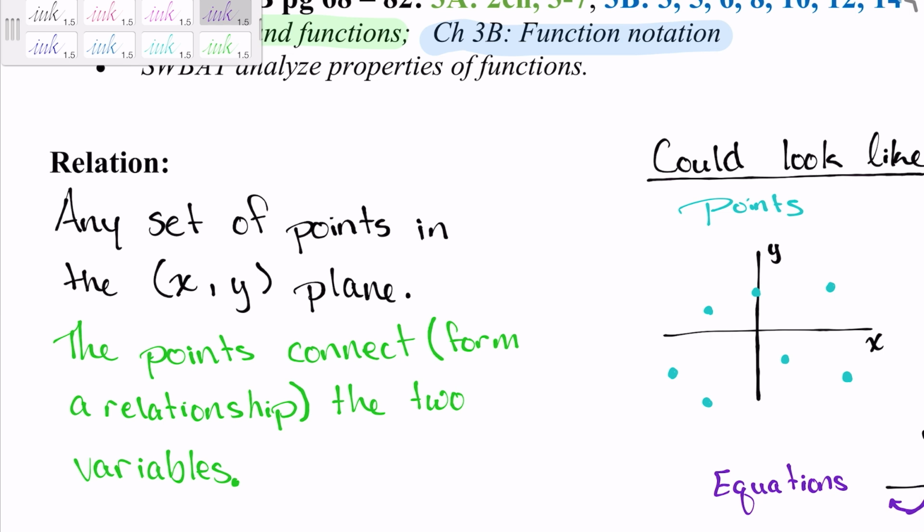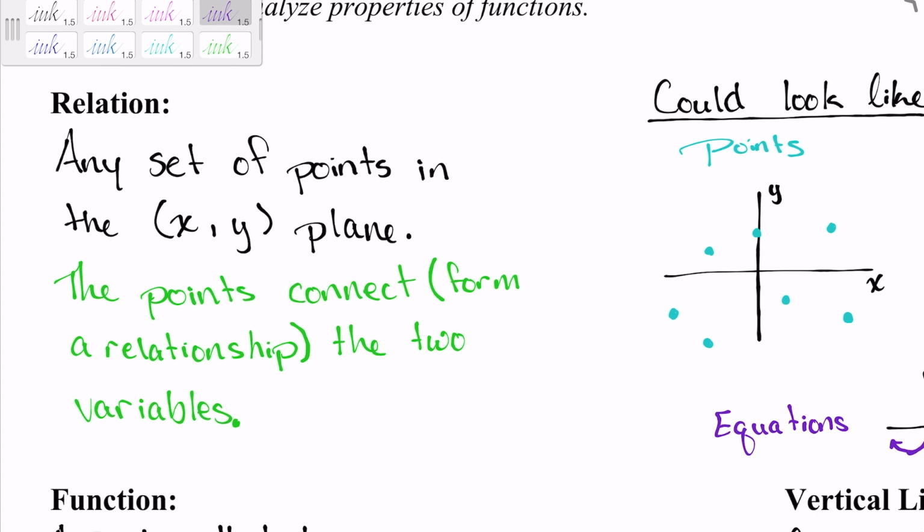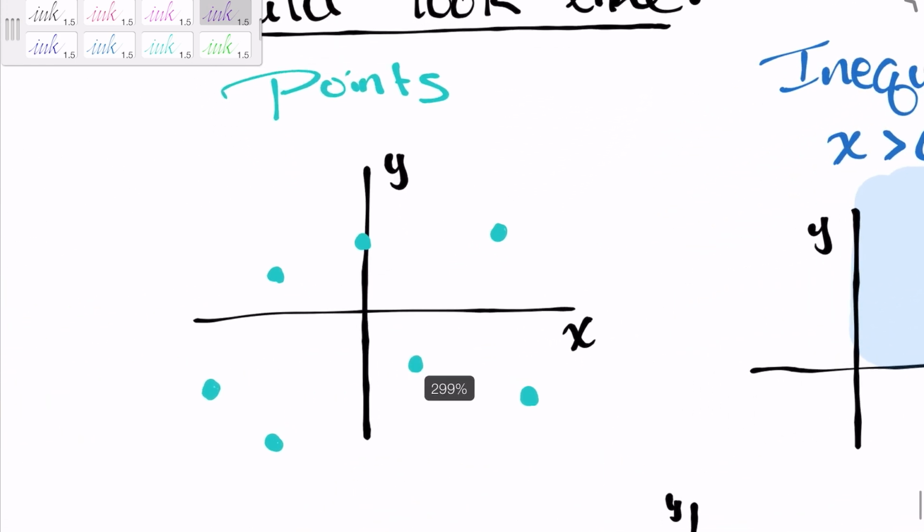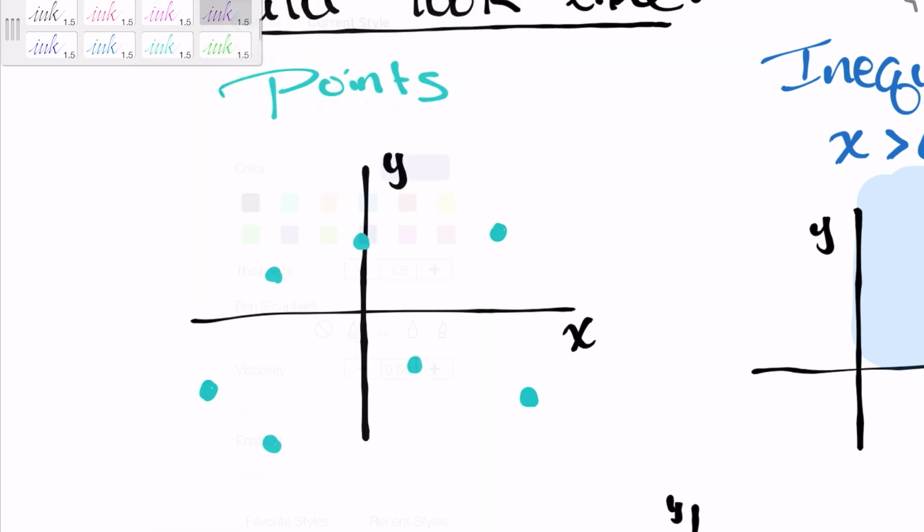So a relation is any set of points in the xy plane, so that coordinate plane. And the points are going to be a way to connect or form a relationship between x and y. So we know that there's a relationship because we can see the points themselves. There's a relationship at wherever these coordinates are. So maybe it's 4 comma 3. That's a relation between x and y at that particular point.